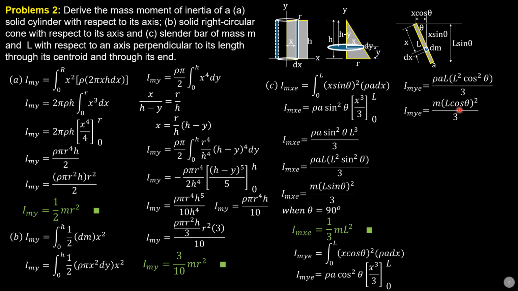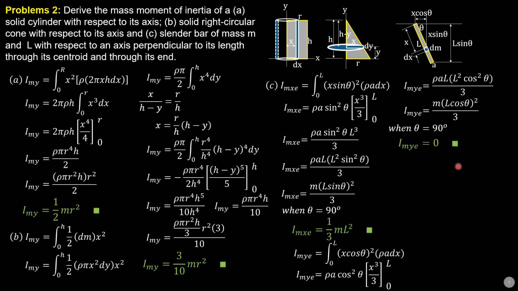Now, if theta is 90 degrees, cosine 90 is 0. So that means the mass moment of inertia of a bar with respect to its longitudinal axis would be 0. And that's known. For any slender bar, the mass moment of inertia with respect to its longitudinal axis, or its axis along the length, is 0.